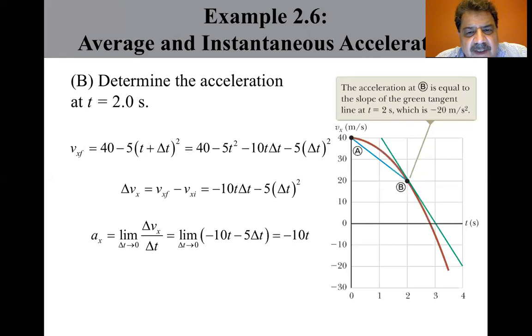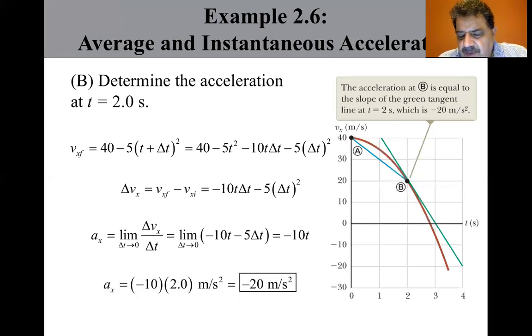Ax equals the limit as delta t approaches 0 of delta Vx over delta t, which is the limit as delta t approaches 0 of minus 10t minus 5 delta t, which equals minus 10t. Substitute t equals 2 seconds and you get your answer of minus 20 meters per second squared. Because the velocity of the particle is positive and the acceleration is negative at this instant, the particle is slowing down.